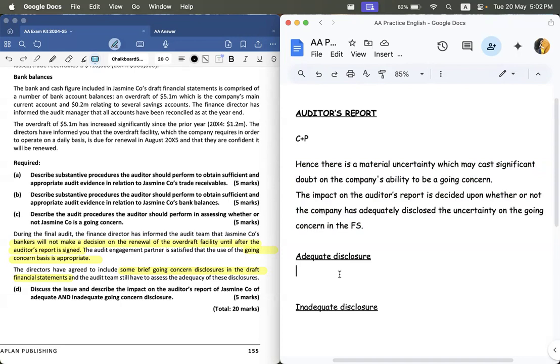It would also be placed in the paragraph subsequent to the opinion and the basis for opinion paragraph. So in the auditor's report, there would be the opinion paragraph, the basis for opinion paragraph, and then after that, the material uncertainty relating to going concern paragraph. Understood?